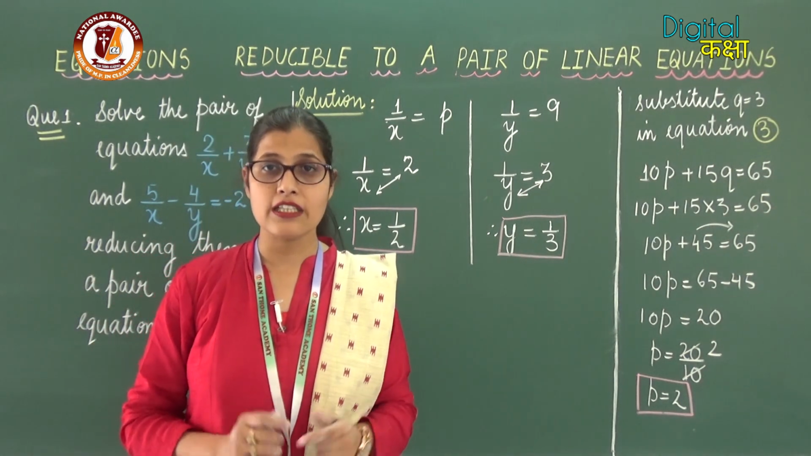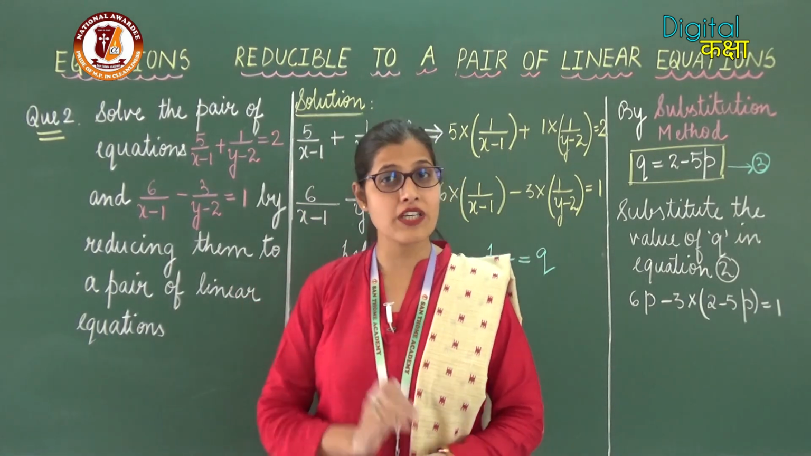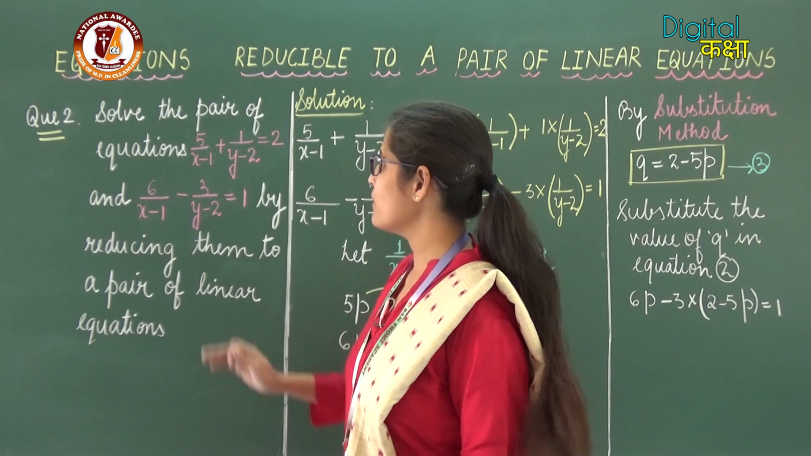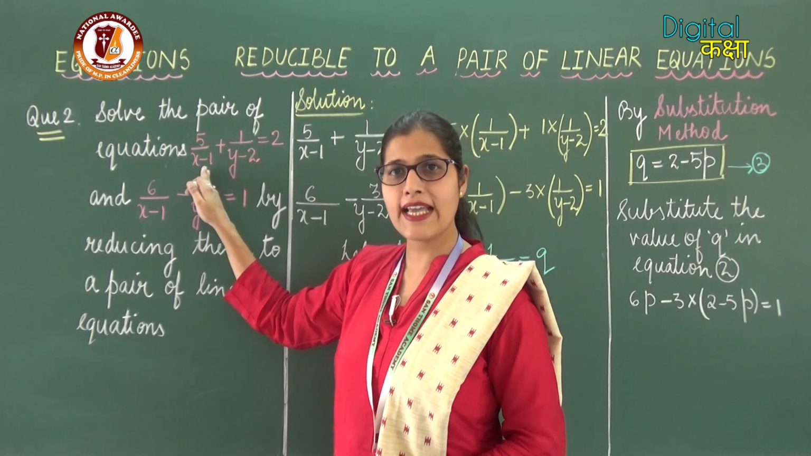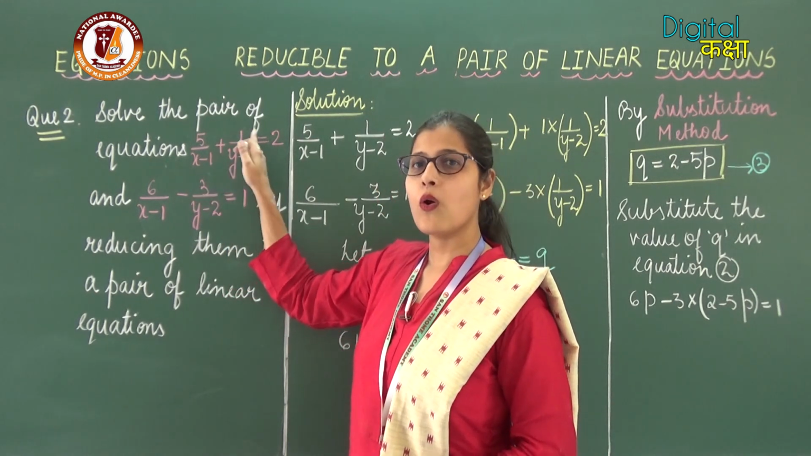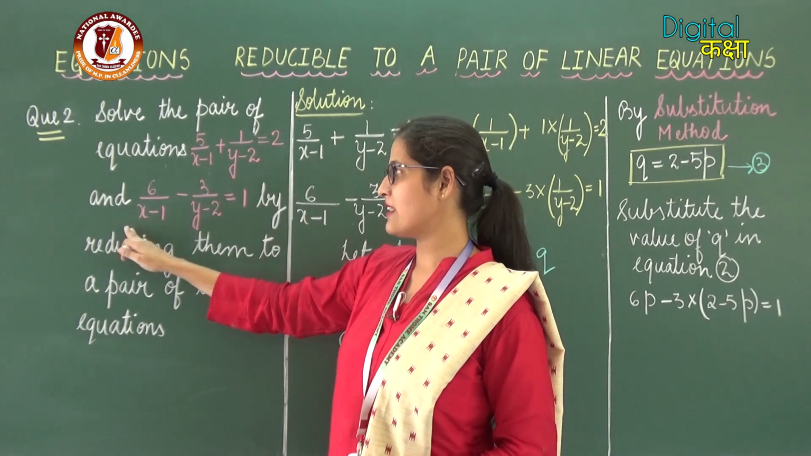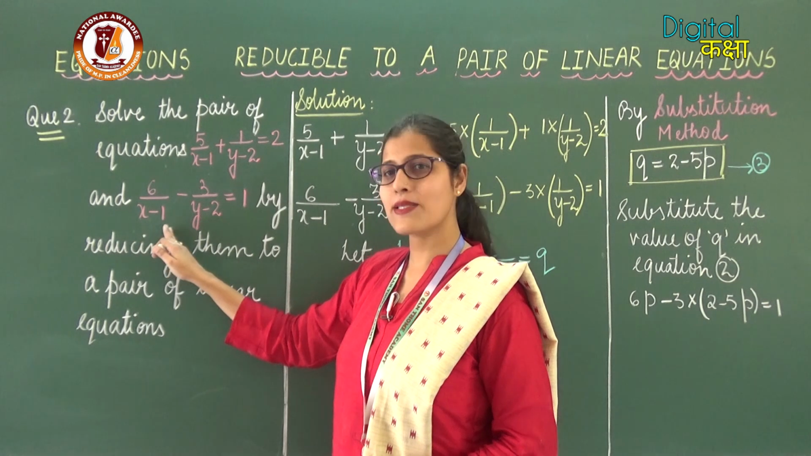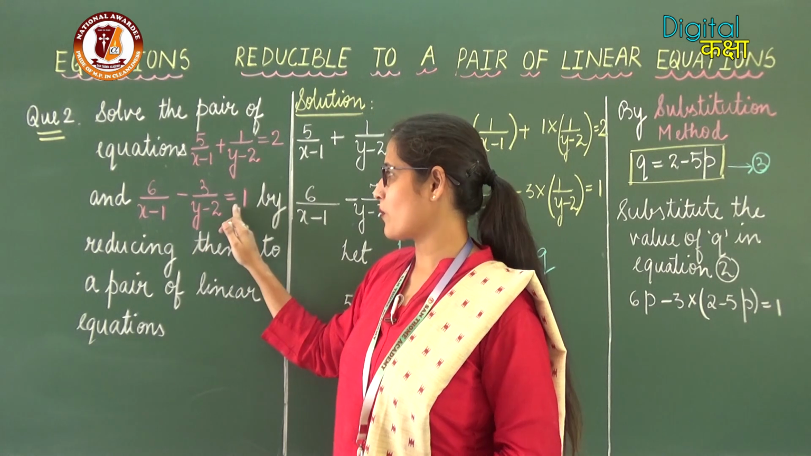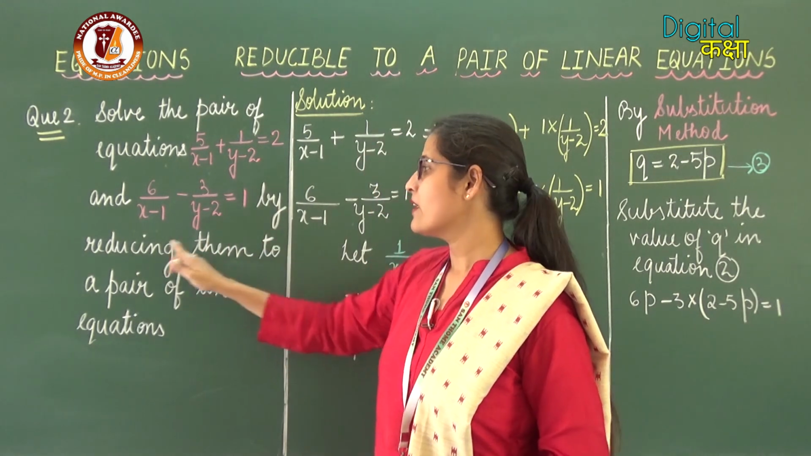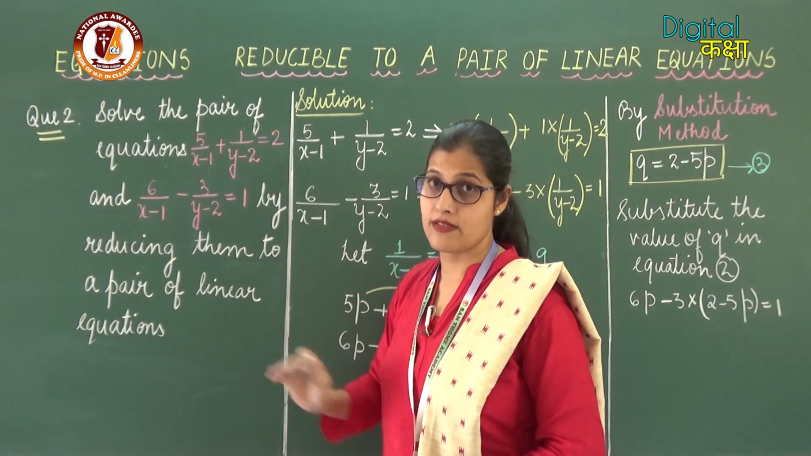Now, we will be solving the second question, which is: solve the pair of equations 5 upon x minus 1 plus 1 upon y minus 2 equals 2, and 6 upon x minus 1 minus 3 upon y minus 2 equals 1, by reducing them to a pair of linear equations.